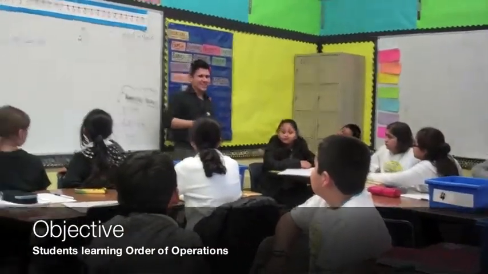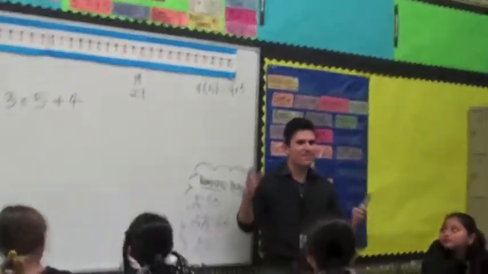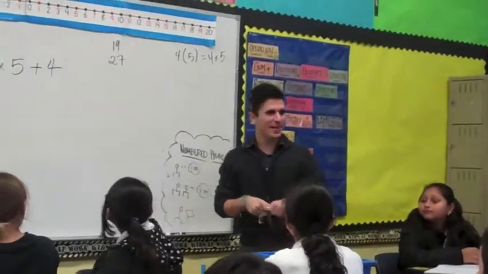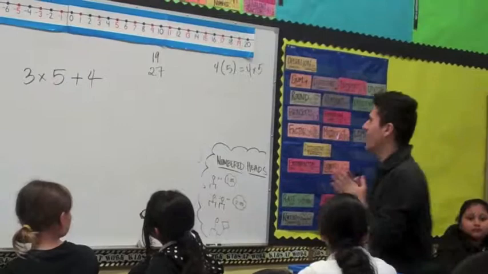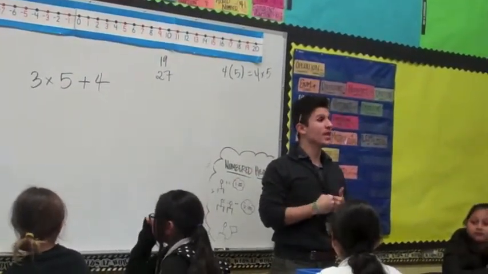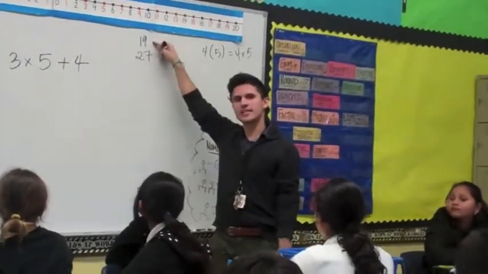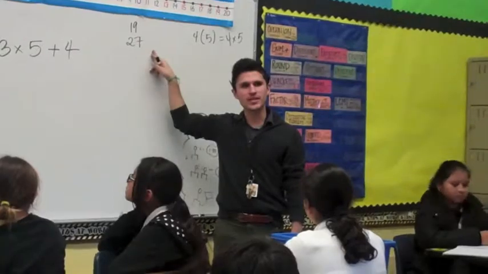All right. No other answers? It's so interesting. I did this with my first block, and we had like 5 different answers. So this is what makes this going to be great. All right, so these are 2 potential answers. What I want you to do now is talk to your table, and talk about how you would get 19 and how you would get 27.